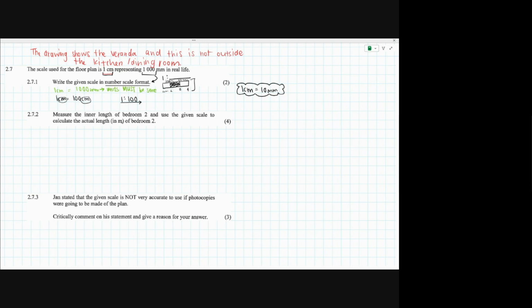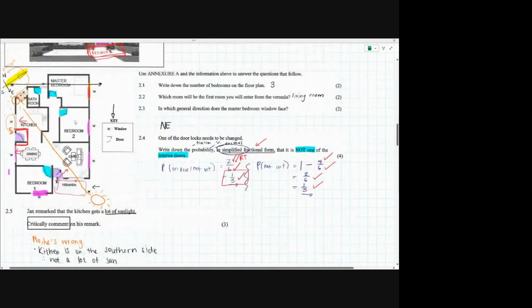All right, so this is now where you would need to measure. It says measure the inner length of bedroom 2 and use the given scale to calculate the actual length in meters of bedroom 2. So we'll get to all of that now. Inner length, let's just make sure we understand what that means. When you take your ruler and you measure, you want to measure from the inside of these dark lines. So not from the outside, from the inside. Inside all the way to inside, not outside.